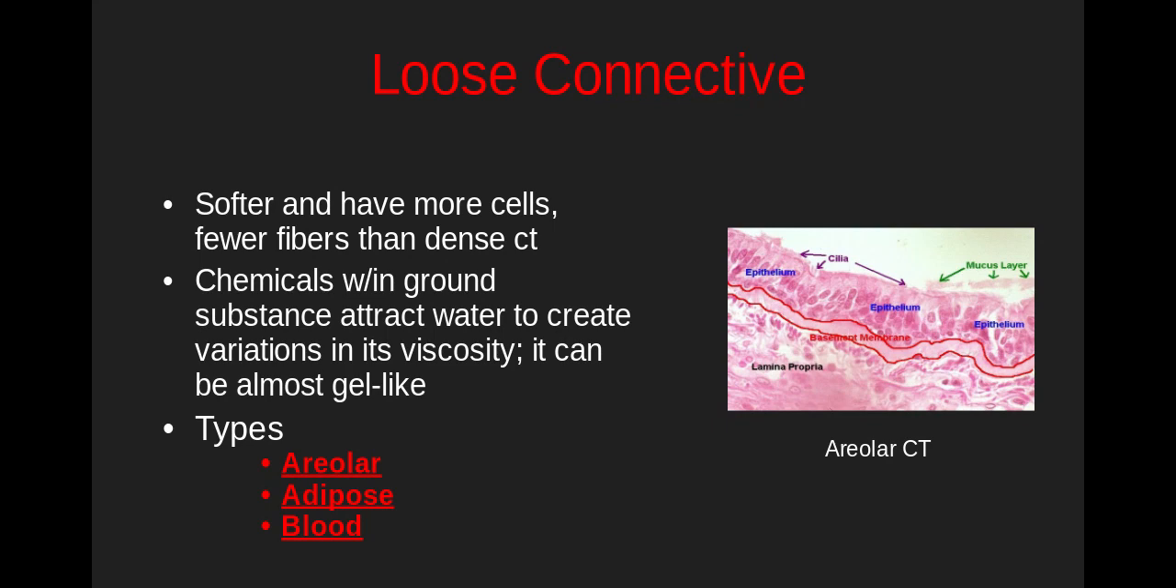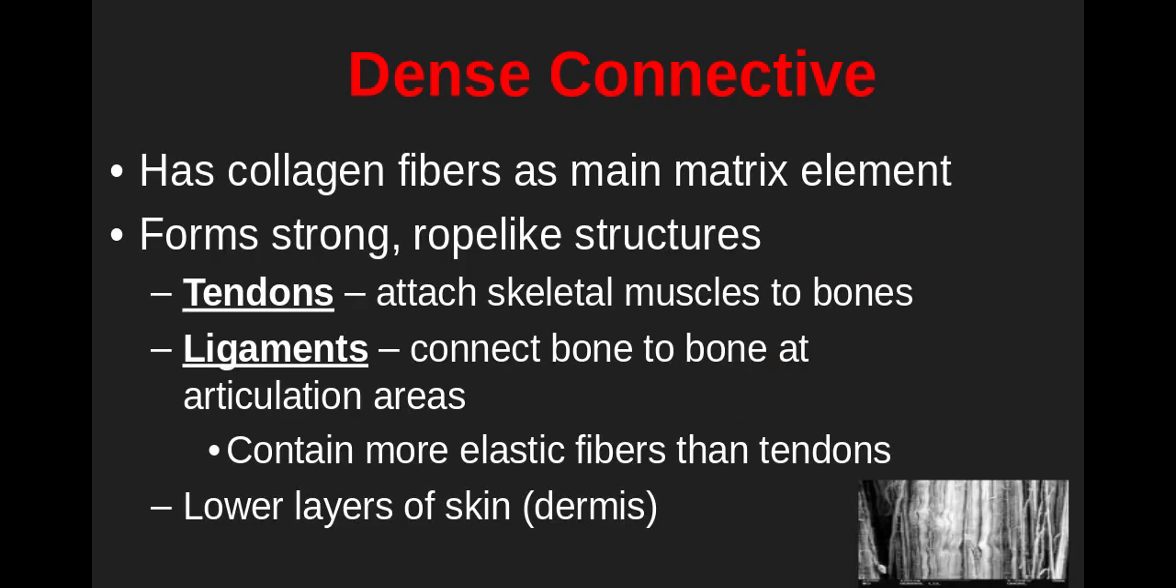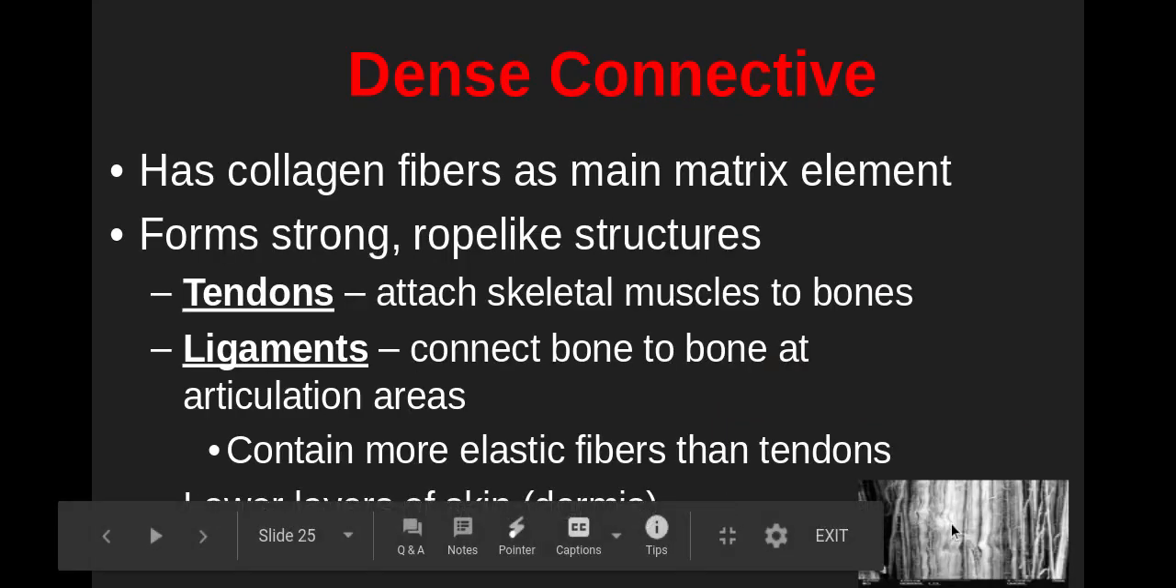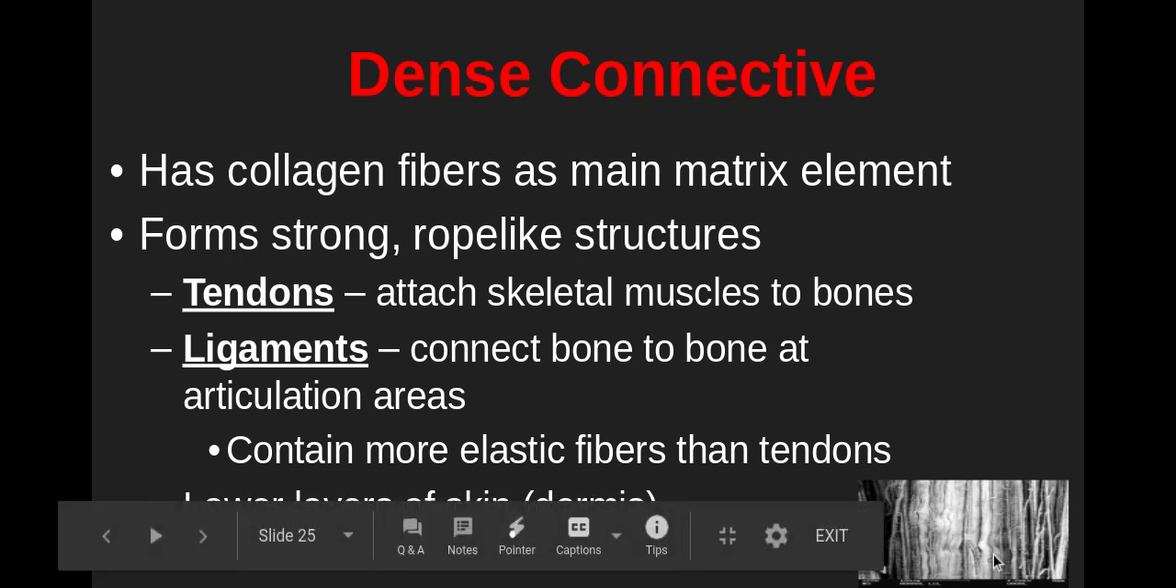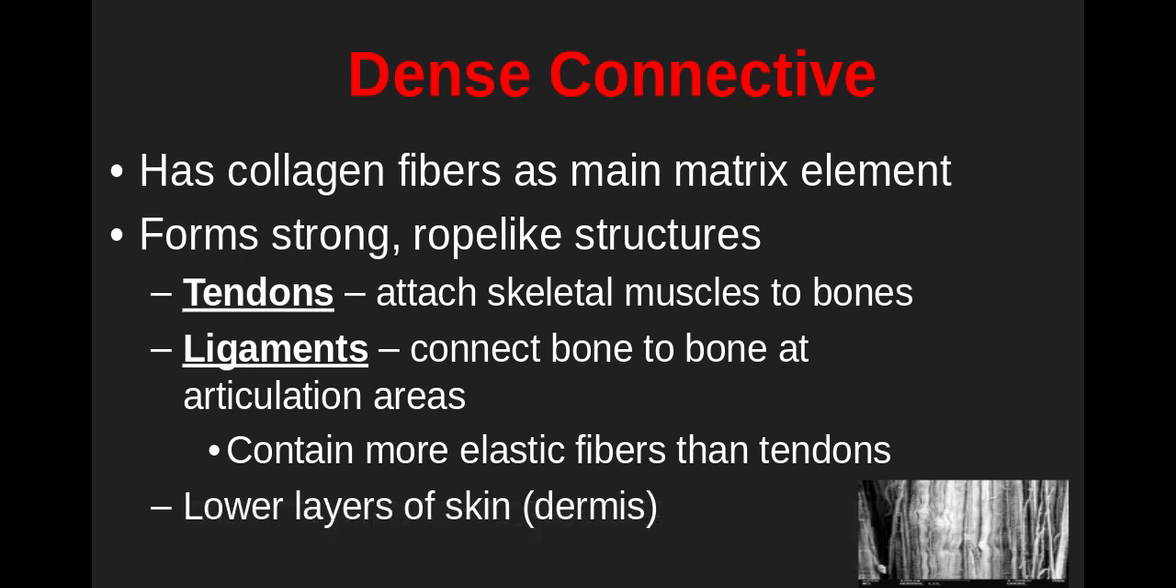Sorry, I forgot to tell you, the way that I tell dense connective tissue is it looks like ropes. So you can see it down here. This is a picture of the dense connective tissue. It'll look like ropes. They'll be very organized. So that's the best way to tell if you're looking at dense connective tissue.